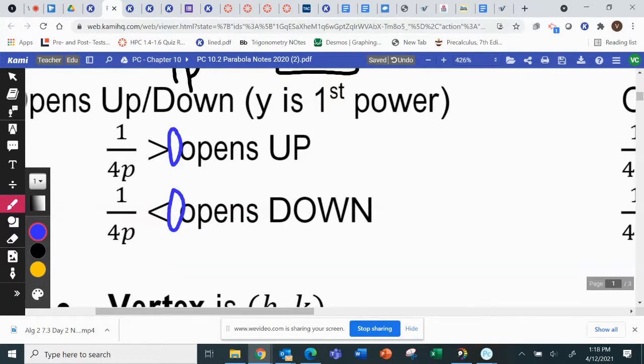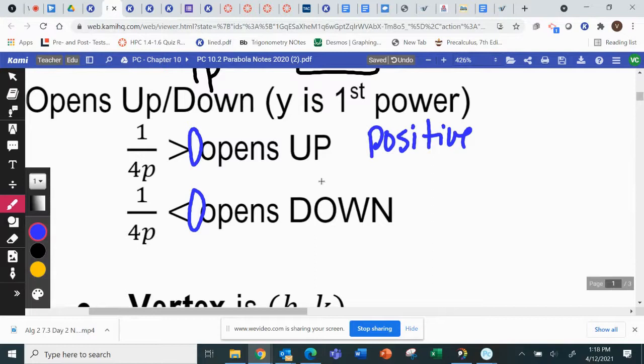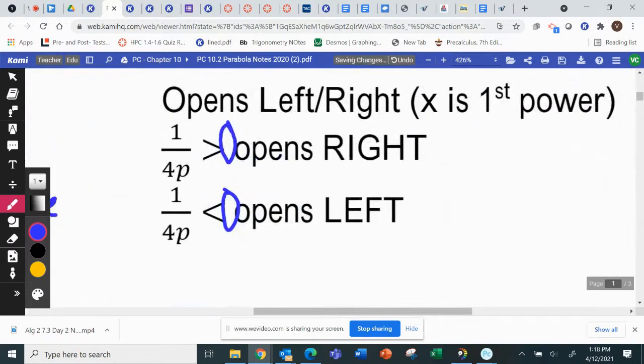You can think about if it opens up, it's positive. That's what I'm trying to say by 1 over 4p is greater than 0, positive. Or it opens down, it's negative. And when we were doing transformations before, you should already know if it's positive, it's going to open up, or if it's negative, it's going to open down. And the same thing works for left or right. If it's positive, it's going to go to the right because that's the direction of positive x's. If it's negative, it'll open to the left.